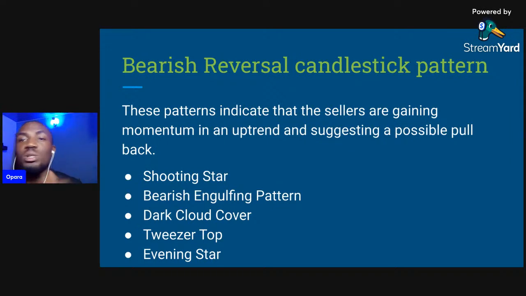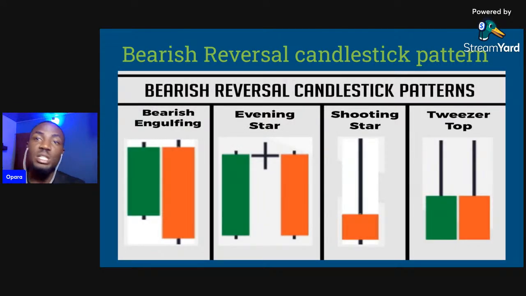Okay, so we have the shooting star, the bearish engulfing pattern, the dark cloud cover, the tweezer top, and the evening star. This is just the opposite. Don't worry, by the time you look at the structures, you'll see that they are almost similar, with just slight alterations. So you can see the bearish reversal candlestick patterns, that is the pictorial illustration. You can see the bearish engulfing pattern.